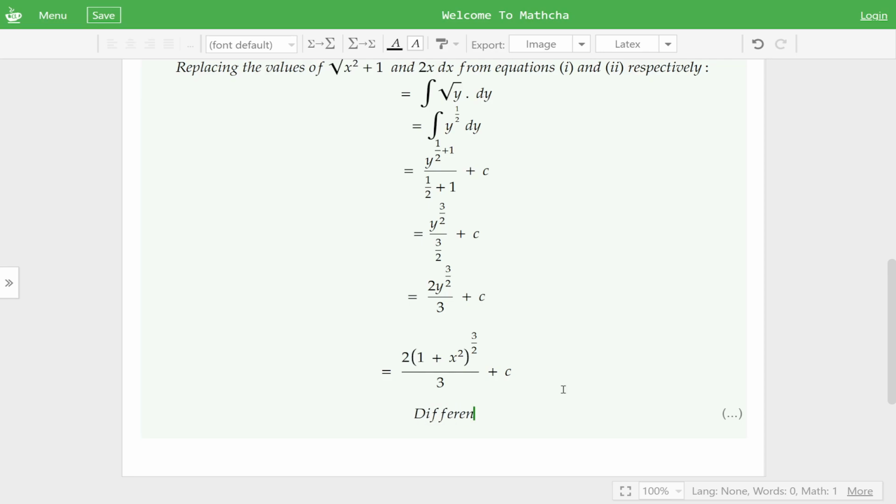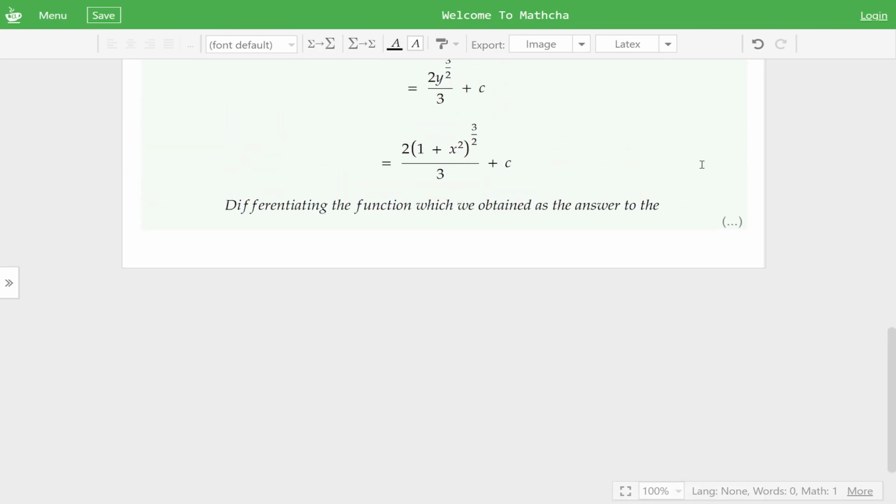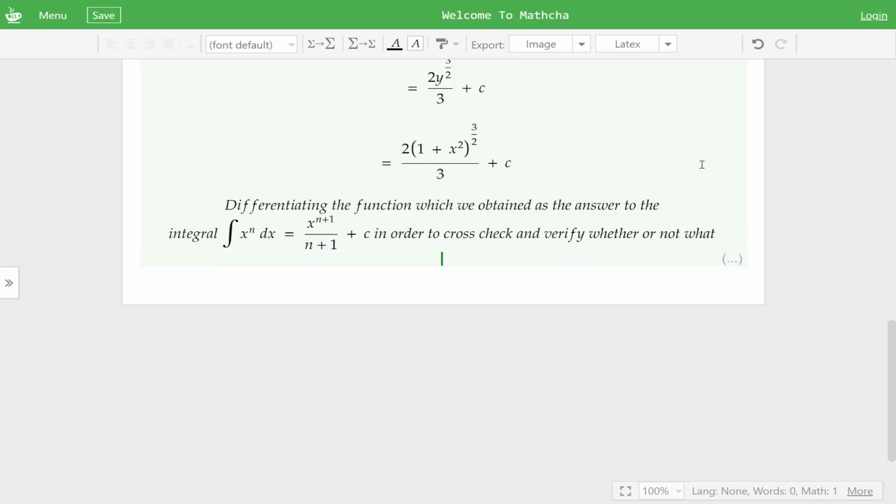Let's write: differentiating the function which we obtained as the answer to the integral, in order to cross check and verify whether or not what we obtained as the answer is correct and valid or not. So we are using this.